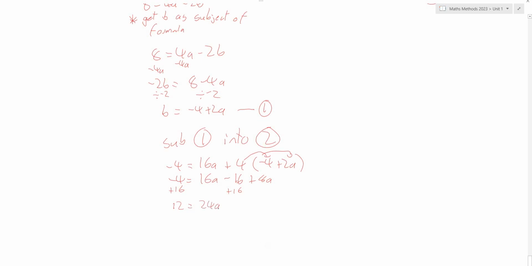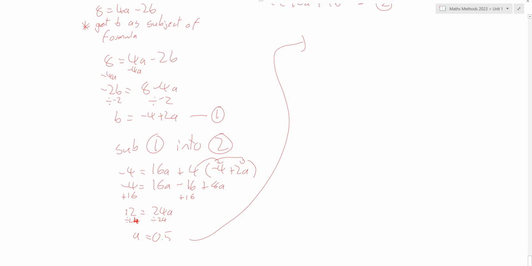To get a by itself, divide both by 24. That looks like 2a. That should be a 4. My bad. a equals 0.5. Which, if we put our rule together now, we know therefore our rule is y equals 0.5x squared plus bx plus 0. There's one unknown left.